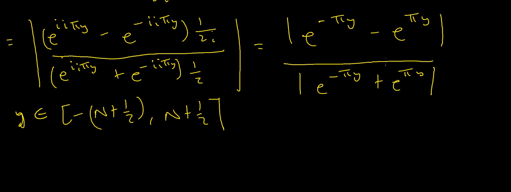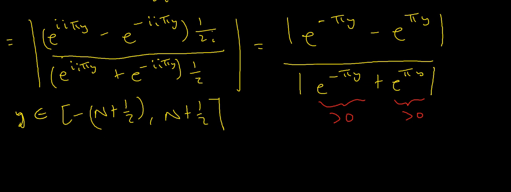So this whole expression here, this fraction, is definitely bounded for any value of y that I have inside this interval. And in particular, because y is a real number, e to the negative pi y is going to be greater than 0. It is never going to be equal to 0, because the exponential function does not touch the real axis as long as its argument is real, and likewise this is also greater than 0.